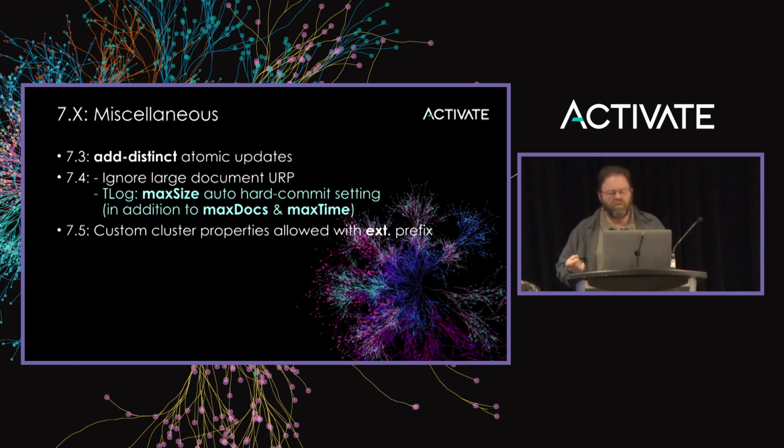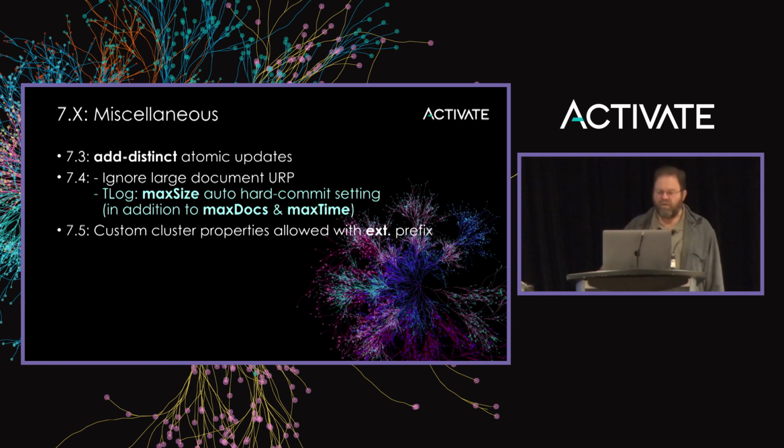In 7.4, a new update request processor was added that allows the system to ignore large documents. So for example, you're finding that really large documents are screwing up your system. You can just disallow them, or I mean, you can accept them, but ignore them is what that update request processor does.